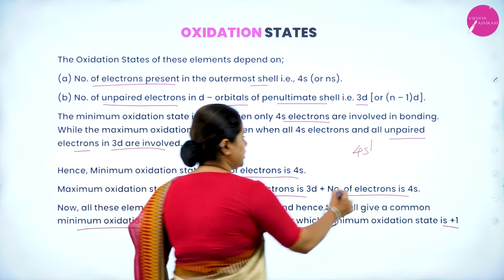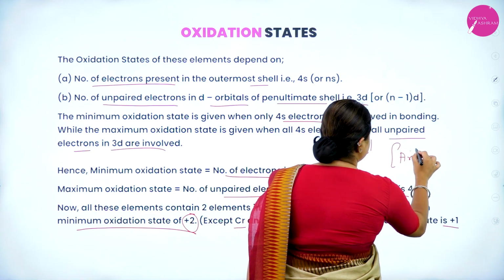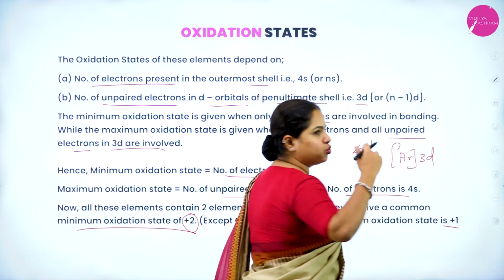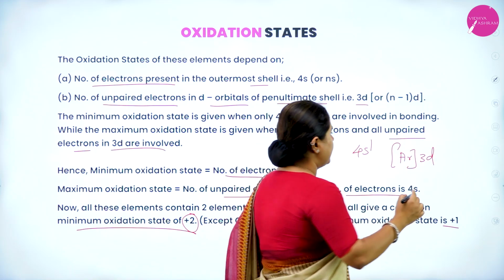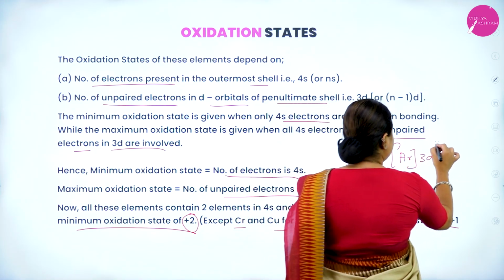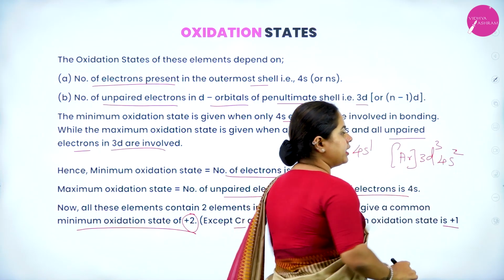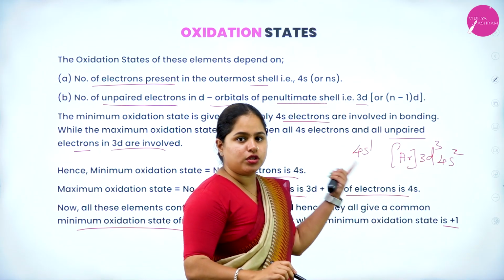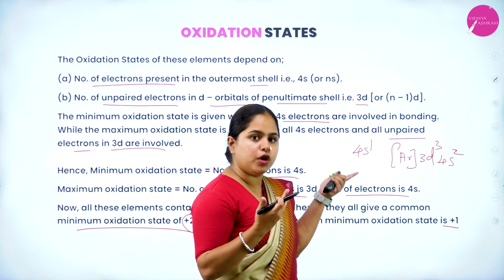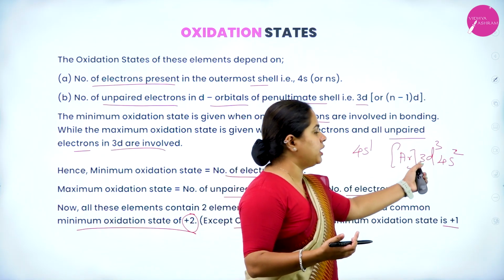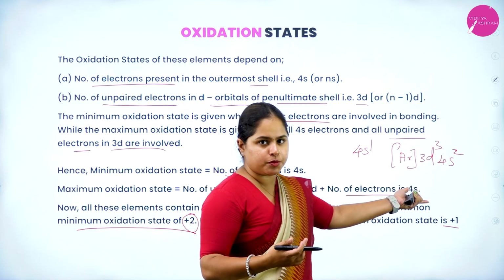Why is that? Because the general configuration, you also know, is argon 3d1, 3d2, 3d3, 3d5, right? For example, if I am adding 3d3 and you have 4s2, so always in your final shell there will be 2 electrons. So that means the minimum oxidation state will always be 2. Maximum depends on the number of unpaired electrons present in 3d.